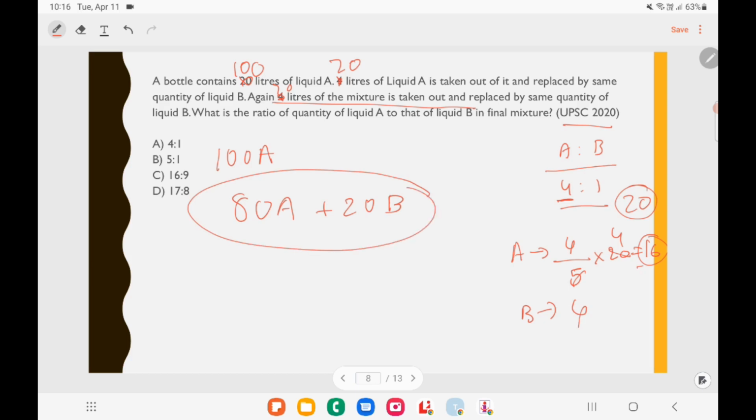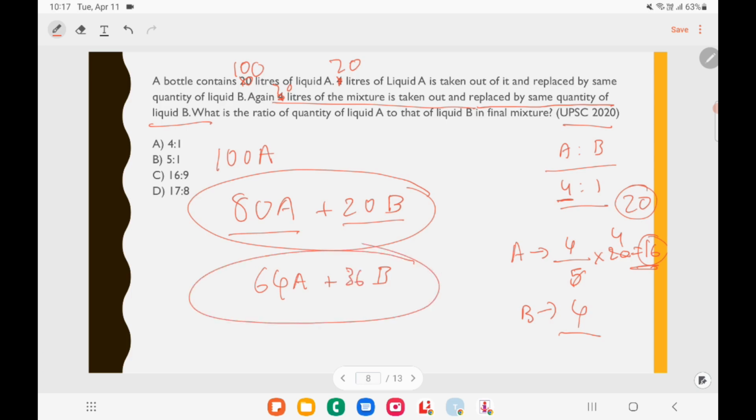From this I am removing 16A. So 80A minus 16A, you will get 64A. And from 20B I am removing 4B. So it will be 16B. Okay, so we are taking out 20 liters of the mixture, and we are replacing by the same quantity of liquid B. So to that we are adding 20 liters of B. So B, 16 was there, if you are adding 20, it is becoming 36. So this is the final quantity.